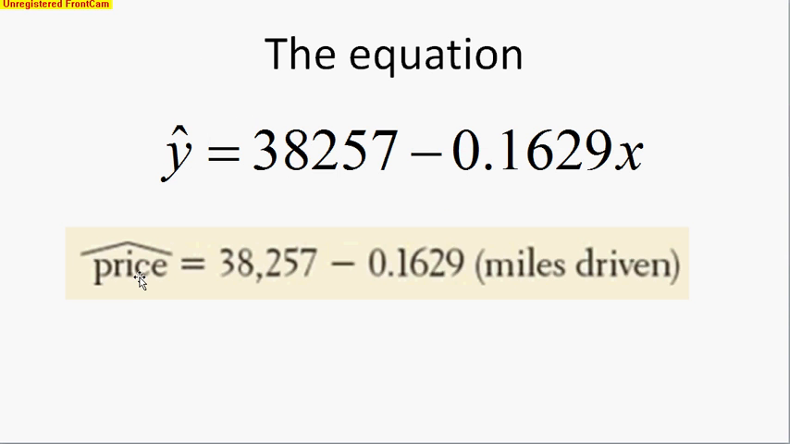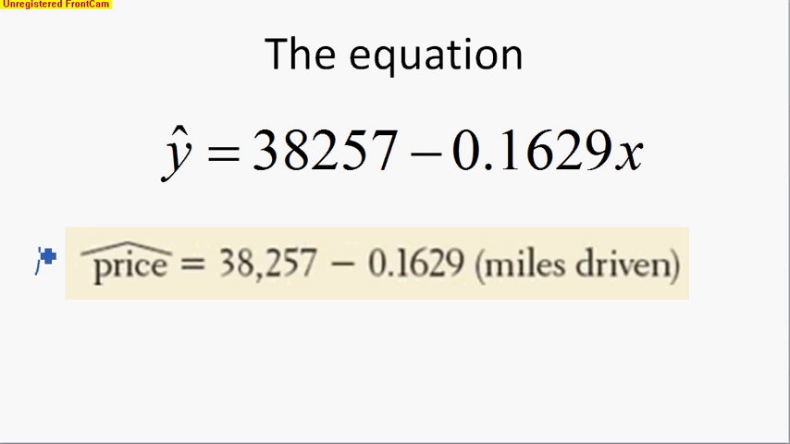All right, here's the equation of that line of best fit. Again, in a separate unit, we're going to talk about how to actually create this line, but right now we just want to make sure we understand how to utilize it. So the equation is the price predicted, or y hat, is 38,257 minus 0.1629 times x, which is the miles driven. Now, I wrote this in two ways. This top equation is generic. It just uses x's and y's.